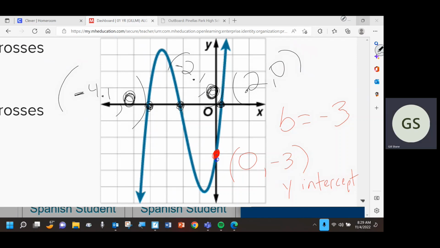I wrote it really dark on a couple of them. What did I write really dark in the first 2 points? The first 2 ordered pairs. They all have 0 as the y, right? I had a 0 as the y right here. I had a 0 as the y right here. I had a 0 as the y right here.